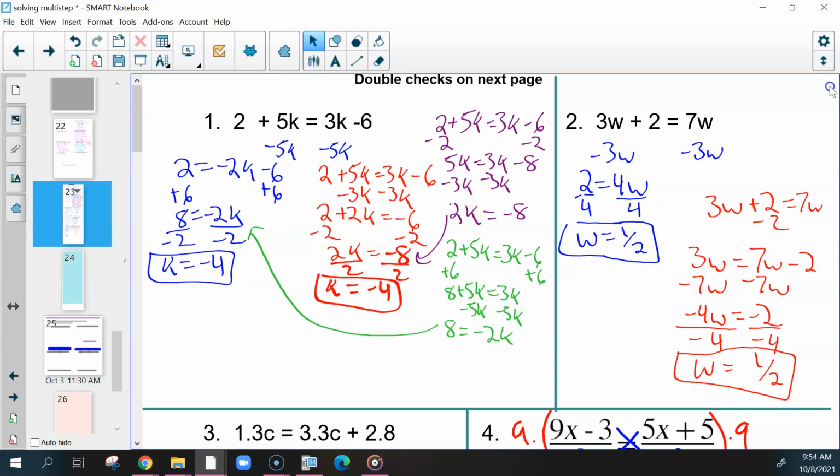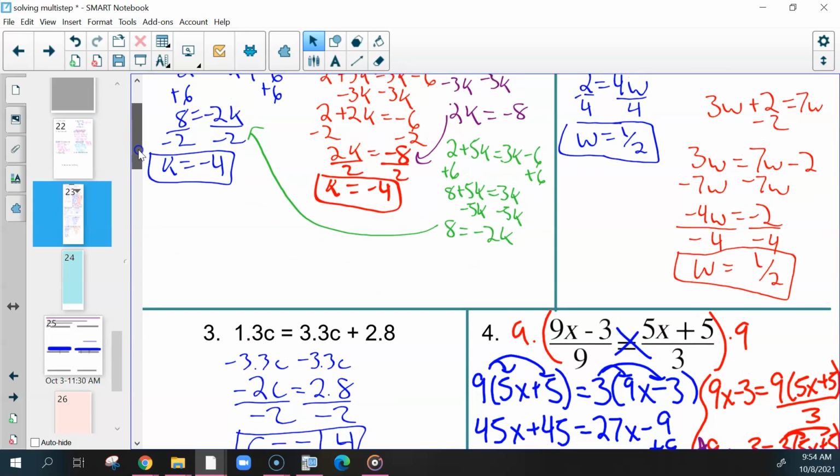So, really quickly, I'm going to go through the answers. If you have questions, ask. And please don't leave your chair. Thank you. For number 1, you should have got -4. All the different colors are me solving it different ways. So find the way you solved it. As long as you got -4, you solved it right.